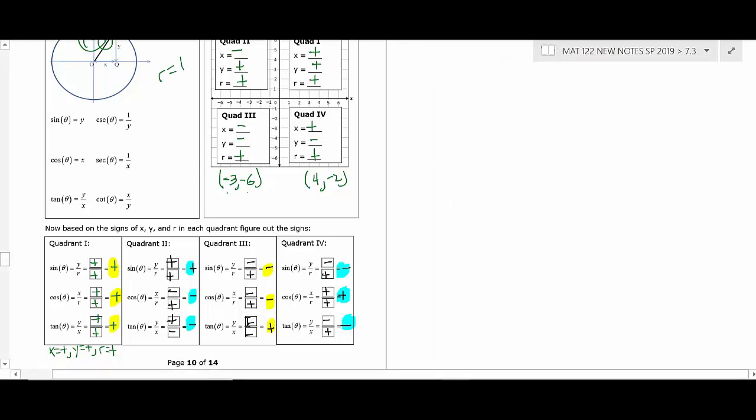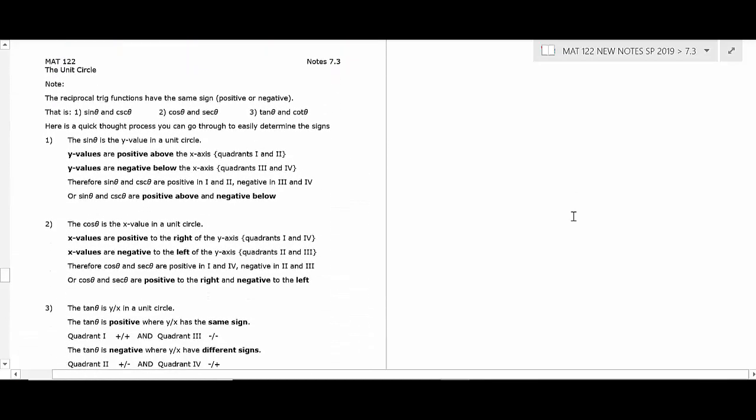Okay, and then quadrant 4, you should have got negative for sine, positive for cosine, and negative for tangent. Okay, so just taking the sine of each quadrant. Okay, so that's it. Now there's different ways to do this. That's the y part of that. So let's go to the next page.